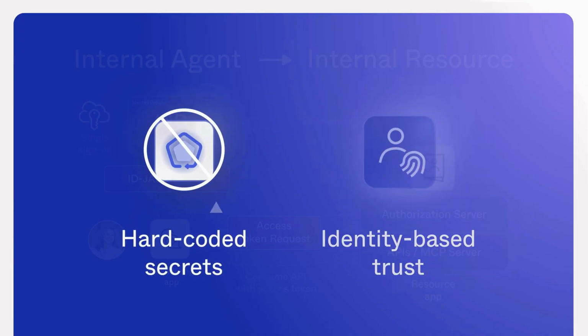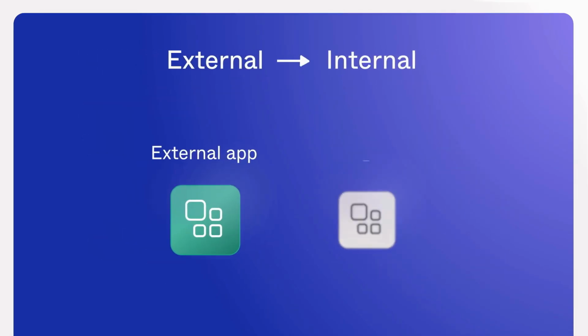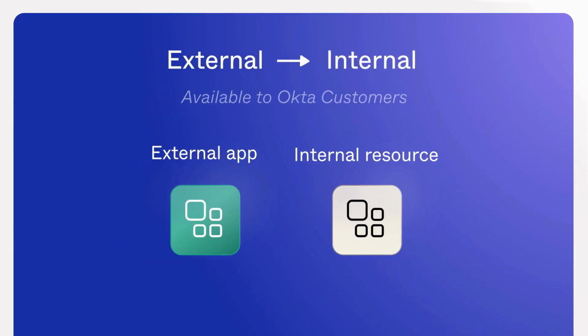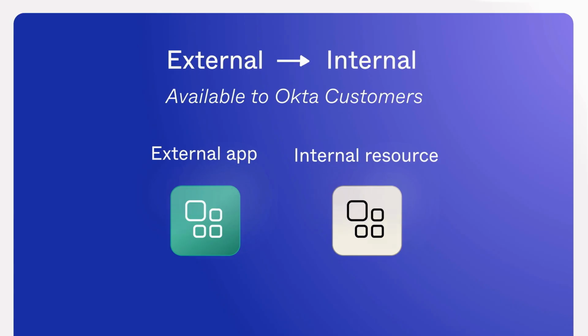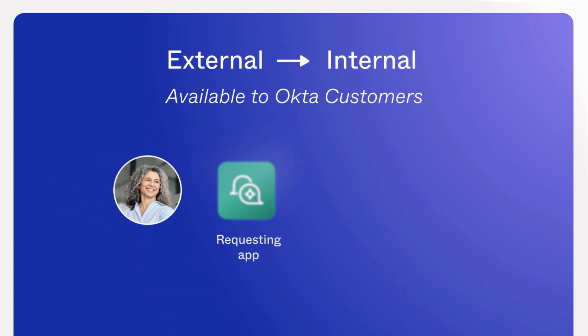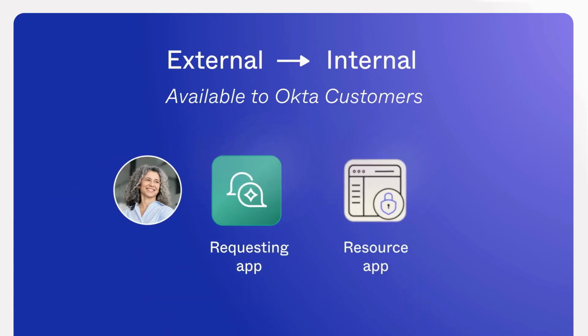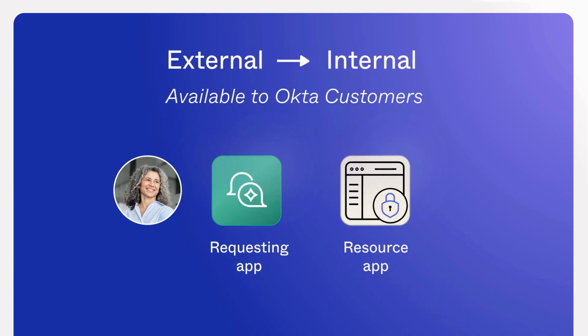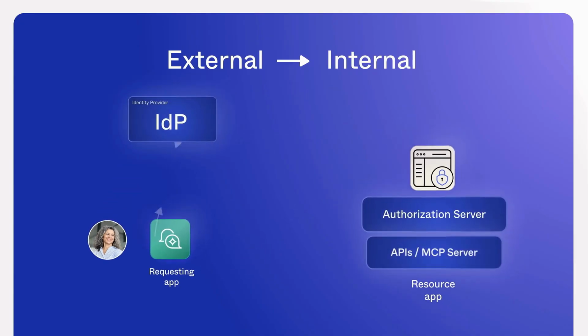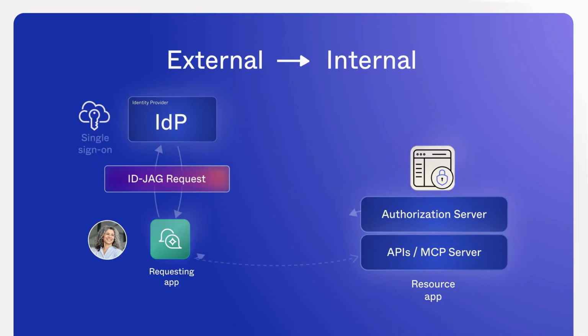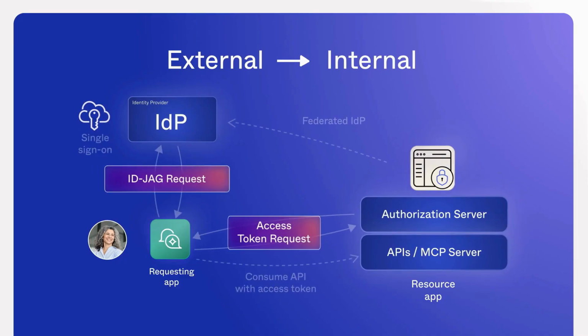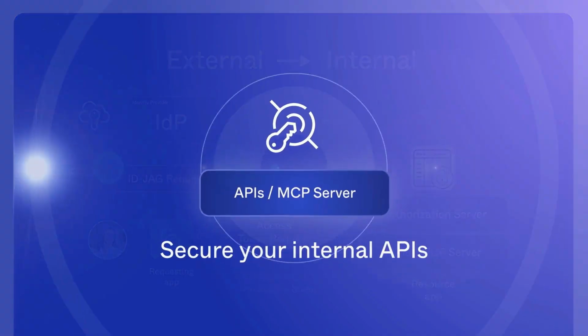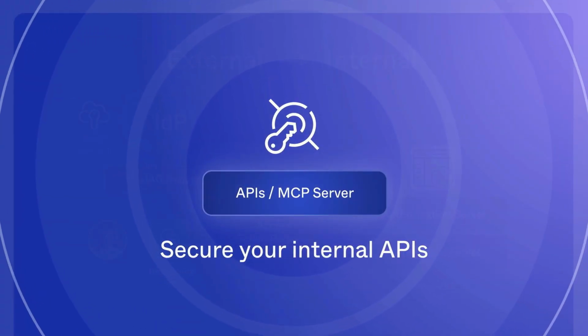with dynamic identity-based trust. Finally, let's see an external app connect to an internal resource, another scenario available to Okta customers. This is a game changer for legacy modernization. It allows a third-party tool like a messaging app to securely push data into a protected internal CRM. By bridging the gap between the SaaS tools your employees love and your private infrastructure, cross-app access secures your internal APIs from the outside world.